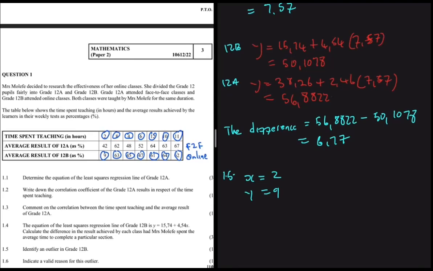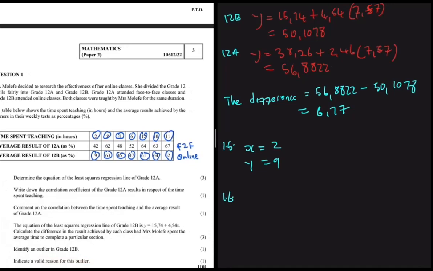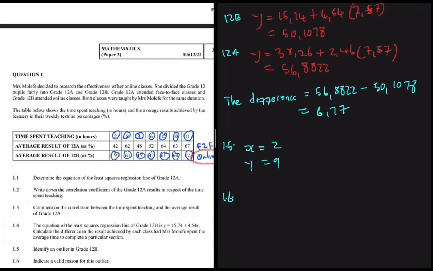Because that is what is happening in 12A. So that point there is our outlier. And then 1.6 is saying that let's indicate a valid reason for this outlier. So let's not forget that for 12B, they were being taught online, right? So what valid reason can we give for that outlier?